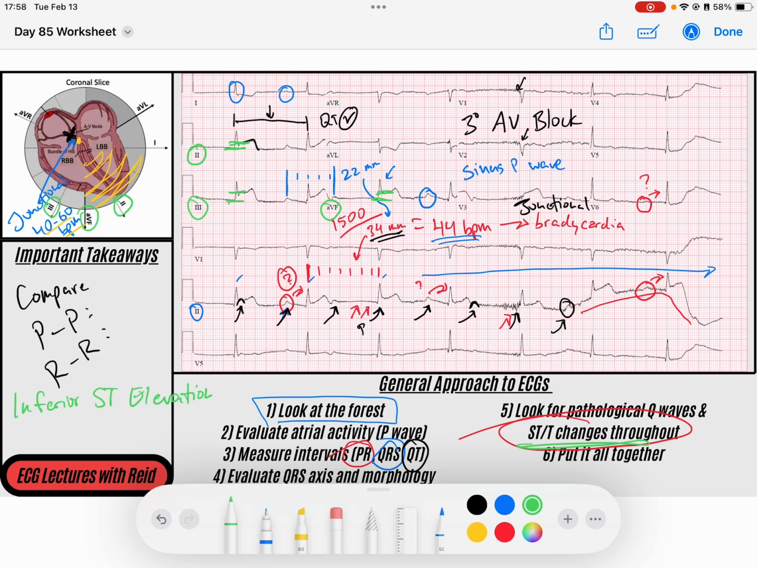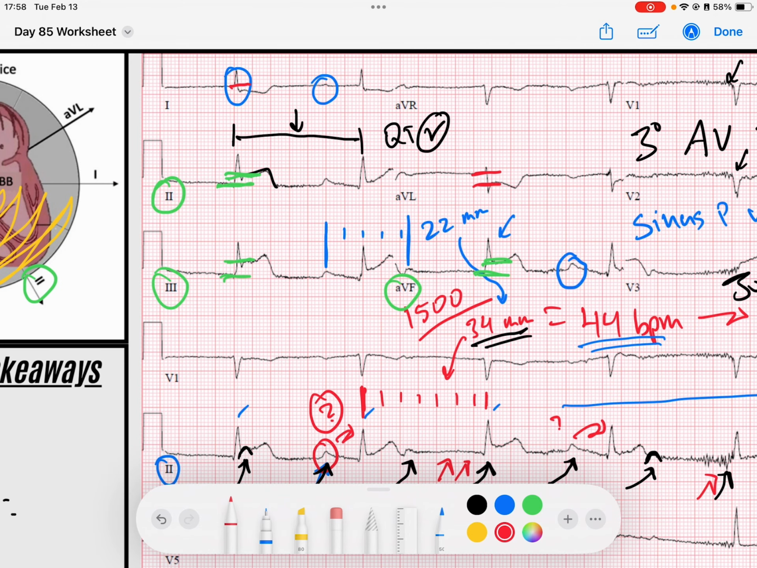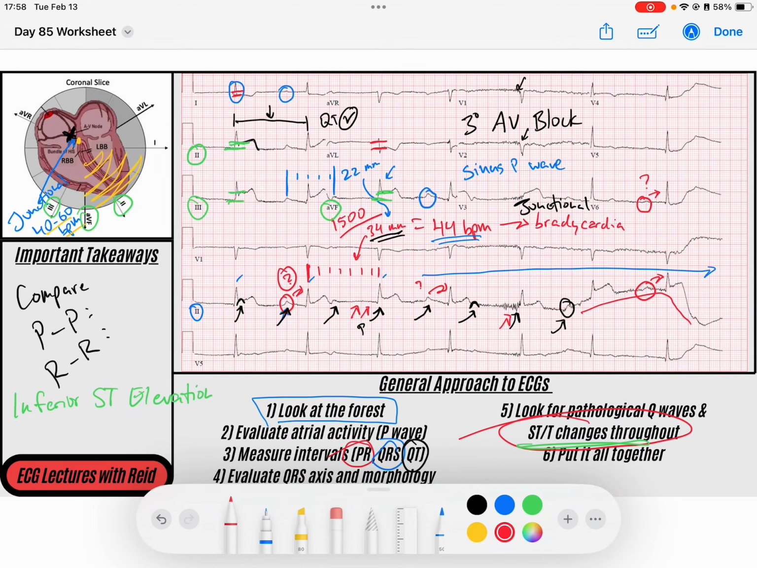And we also have ST segment depression. We would call it reciprocal depression in my lateral leads, really the high lateral leads of AVL. And you can even see some depression here in lead 1. So we have reciprocal ST depression in my high lateral leads, leads 1 and AVL.